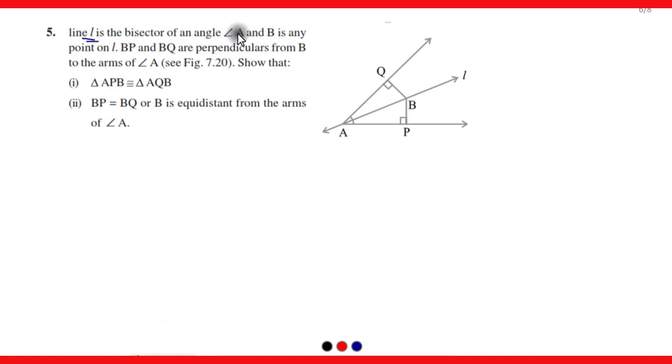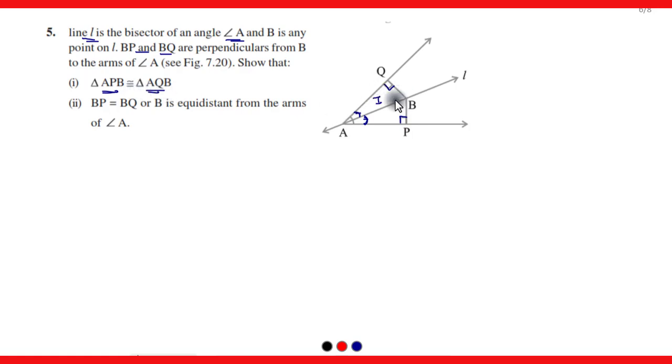Now it is given that line L is a bisector of angle A. Line L, this is a bisector of angle A. It means this part of the angle and this part of the angle are equal. This is given to us. Now BP and BQ are perpendiculars. This BP is perpendicular to this AP and BQ is perpendicular to AQ. This is also given. So this angle and this angle are of the measure of 90 degrees, and it is given that to the arms of A show that triangle APB and triangle AQB are congruent.